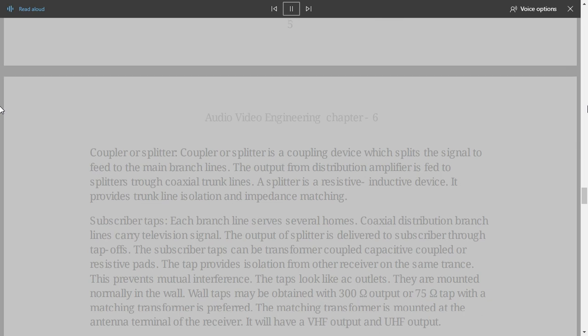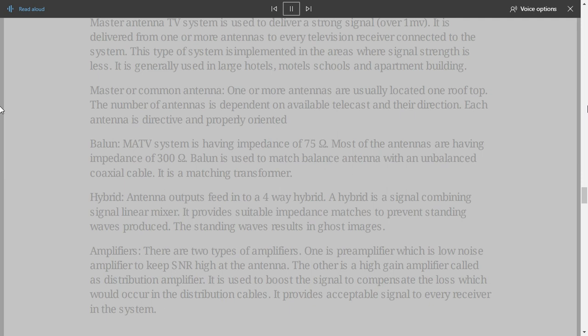Master antenna TV system is said to deliver a strong signal, over 1 mV. It is delivered from any ordinary antenna to every television receiver connected with the system. This type of system is implemented in areas where signal strength is less. It is generally used in large hotels, motels, and apartment buildings. Master antennas, which are ordinary antennas, are usually located near the rooftop. The number of antennas is dependent on available telecasts and their direction. Each antenna is directive and properly oriented.